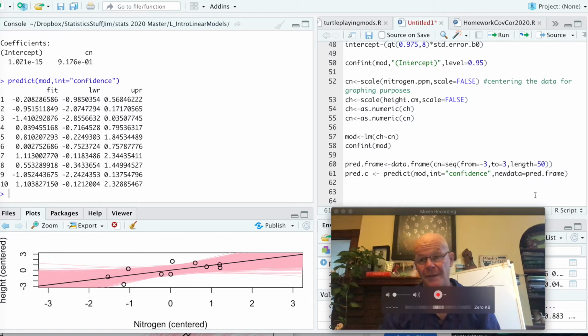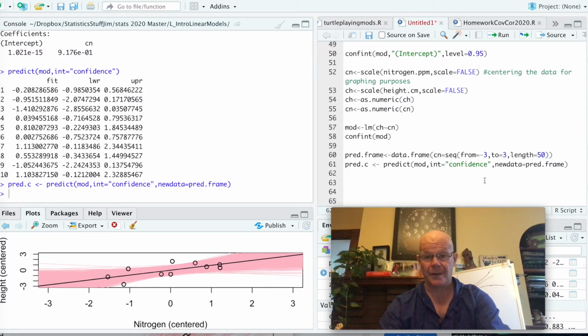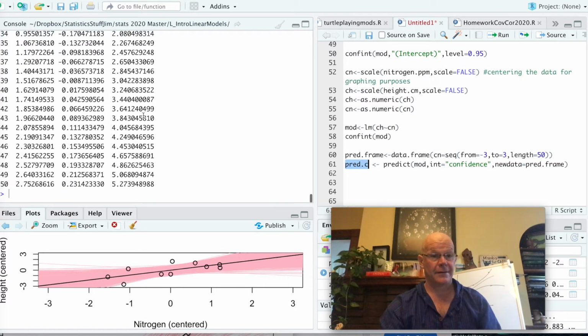Because at the end of the day, we've made a model. We'd like for our model to be predictive of something in nature. So now what I want to know is, what are the predicted values for height for 50 values from -3 to 3 for the amount of nitrogen? So now I have that.